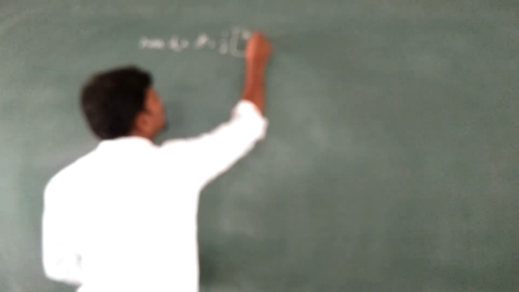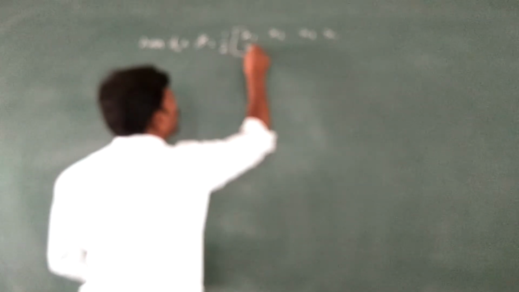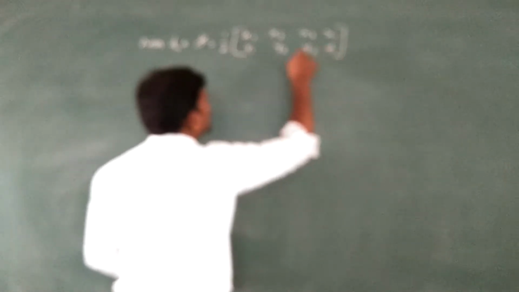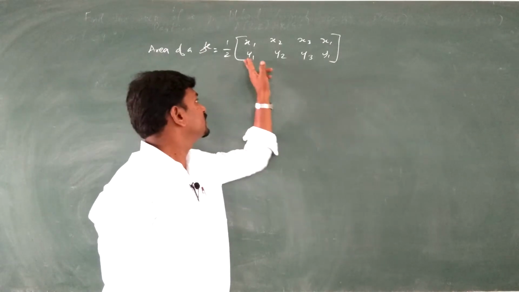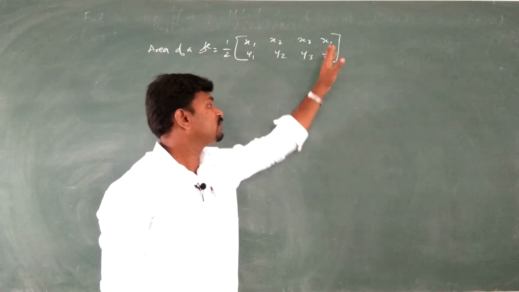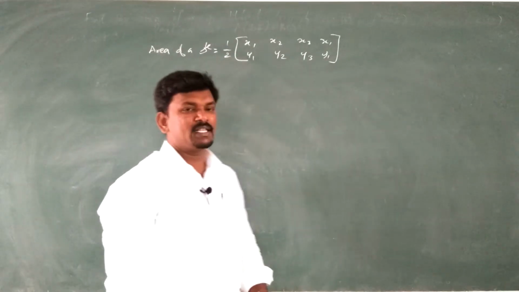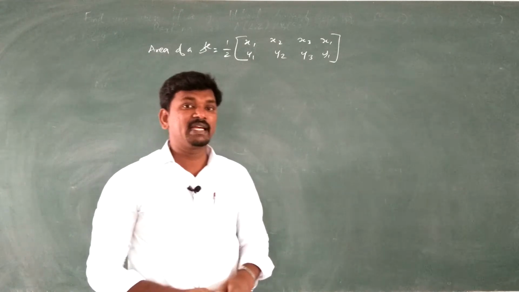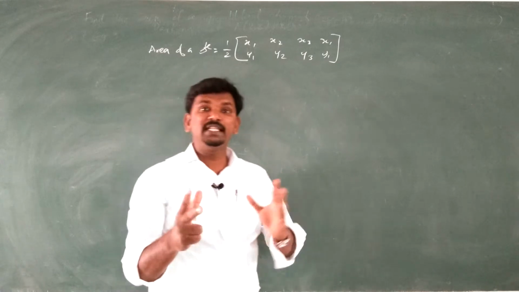So area of a triangle is 1 by 2 into the determinant with x1, x2, x3, x1 and y1, y2, y3, y1. We have to do the cross multiplication, then subtract, multiply this way, then simplify, and using 1 by 2 we have to cancel, then we find the answer if three vertices of a triangle are given. The second one is collinear points.